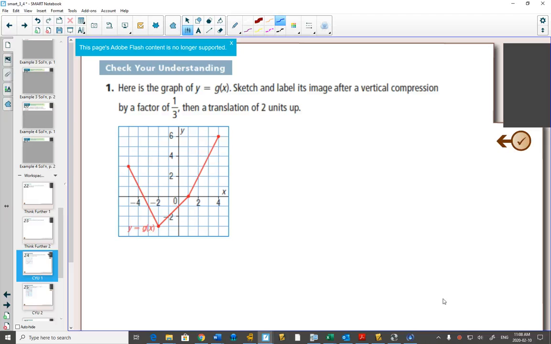So they give us the graph of g of x. It says sketch and label its image after a vertical compression by a factor of 1/3, then a translation of 2 units up. So what they're asking us to do is everything is vertical. If I wanted to write the equation of my new graph, everything would be outside of the function. A vertical compression of 1/3 would be outside, in front of g of x. And a translation 2 units up would be outside of the function, plus 2.